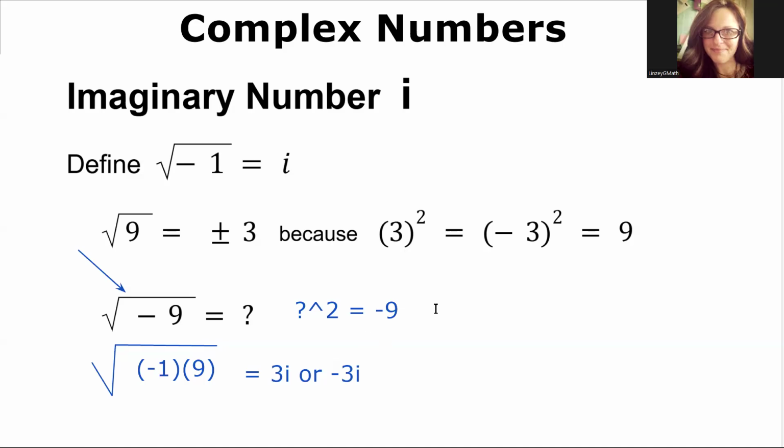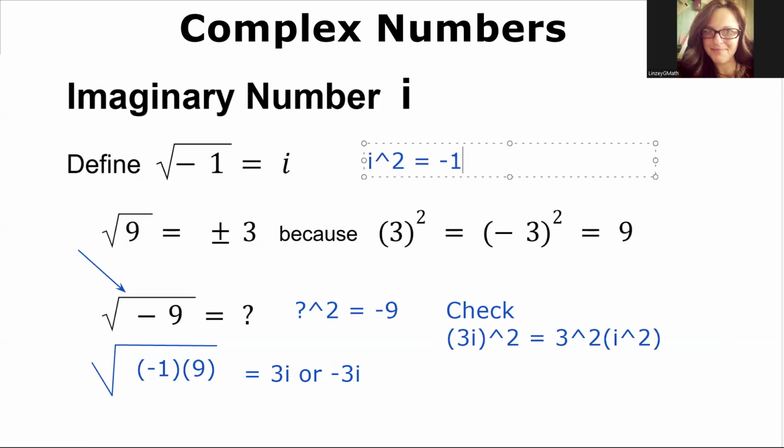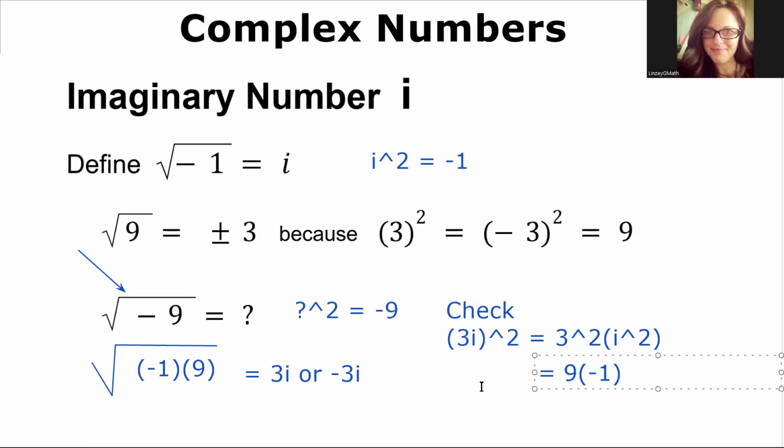And now we can check this. (3i) squared is equal to 3 squared times i squared, and i squared is -1. So 3 squared is 9, times -1, and we do get -9. A very similar situation for -3i.